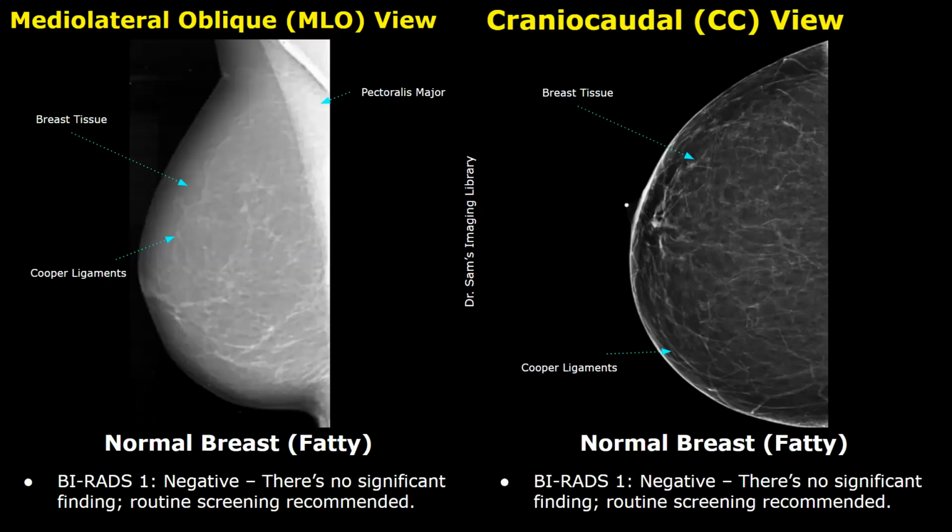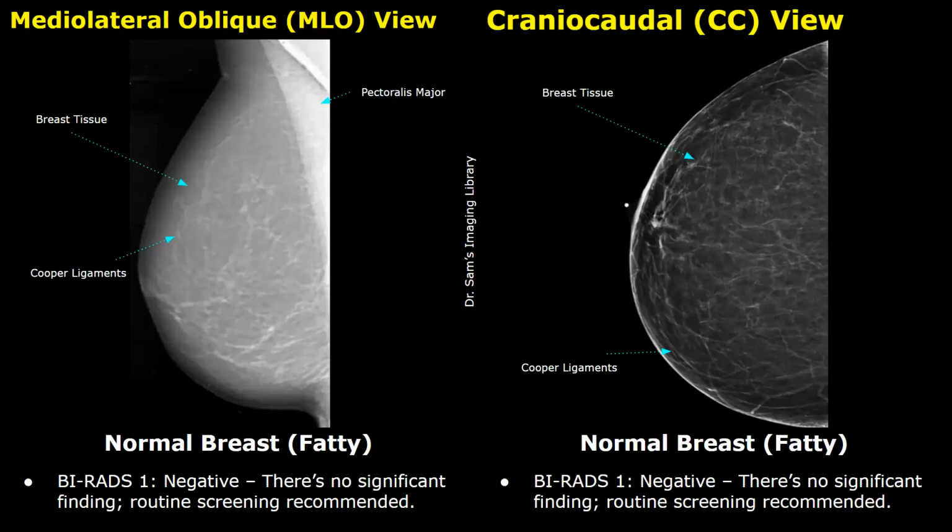A category 0 or a 0 score is given to an incomplete breast examination. A BI-RADS 1 score is given to a normal breast, such as these images. Both these images are BI-RADS 1 because they are normal. It is negative for any pathology. There is no significant finding and just routine screening is recommended.